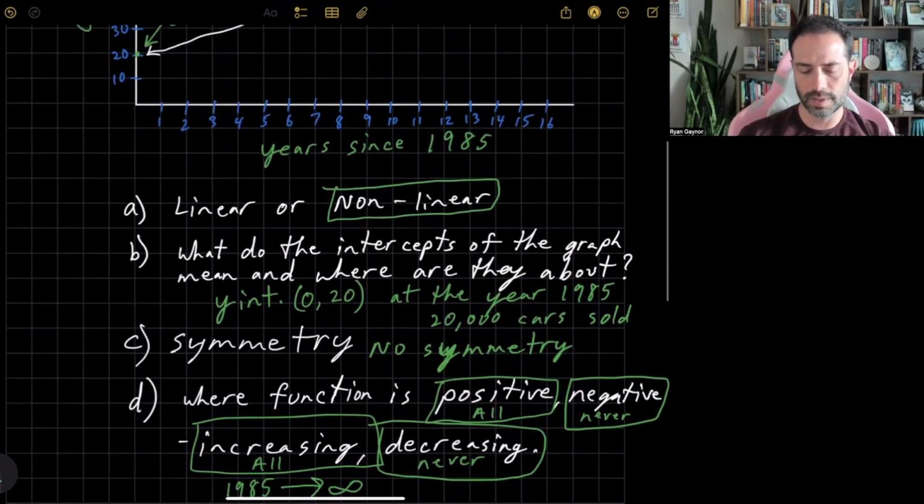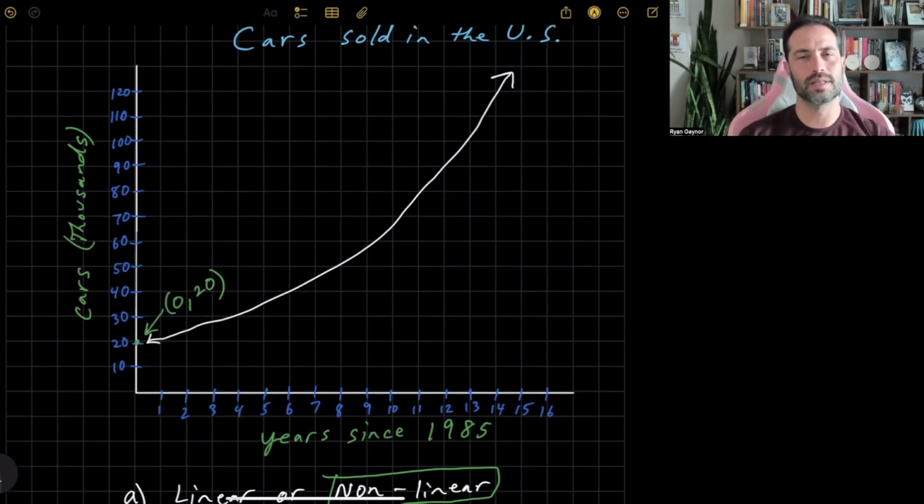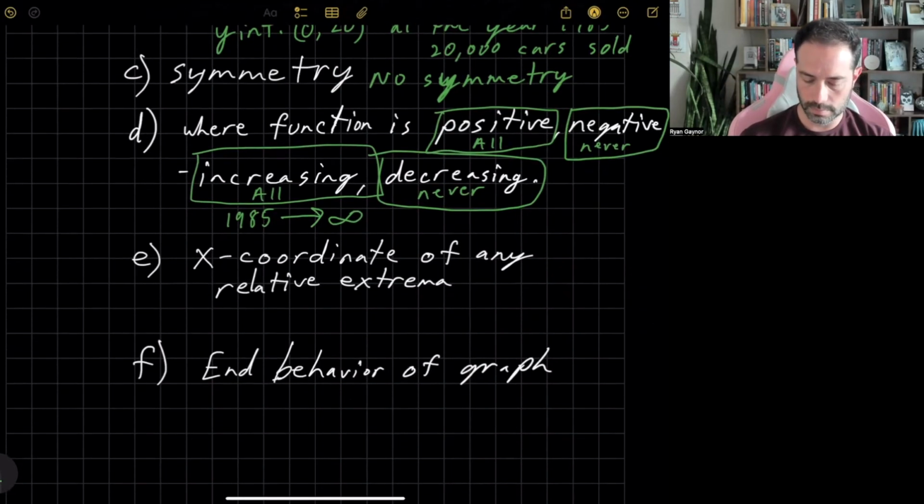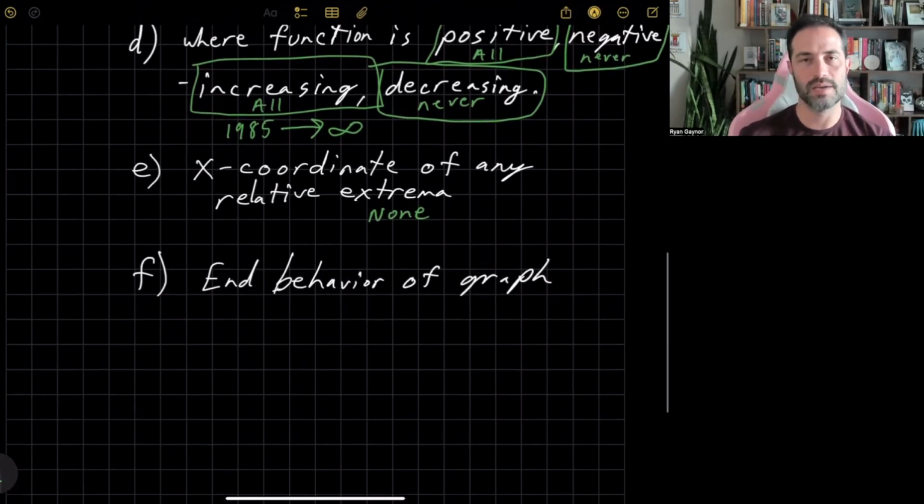If you look at this, it's starting on the left-hand side and it's just gradually going up to the right as the years go by. So there isn't a peak or a valley. In fact, this looks like an exponential function. Exponential functions do not have peaks or valleys, so there is no x-coordinate for a relative extrema. None.